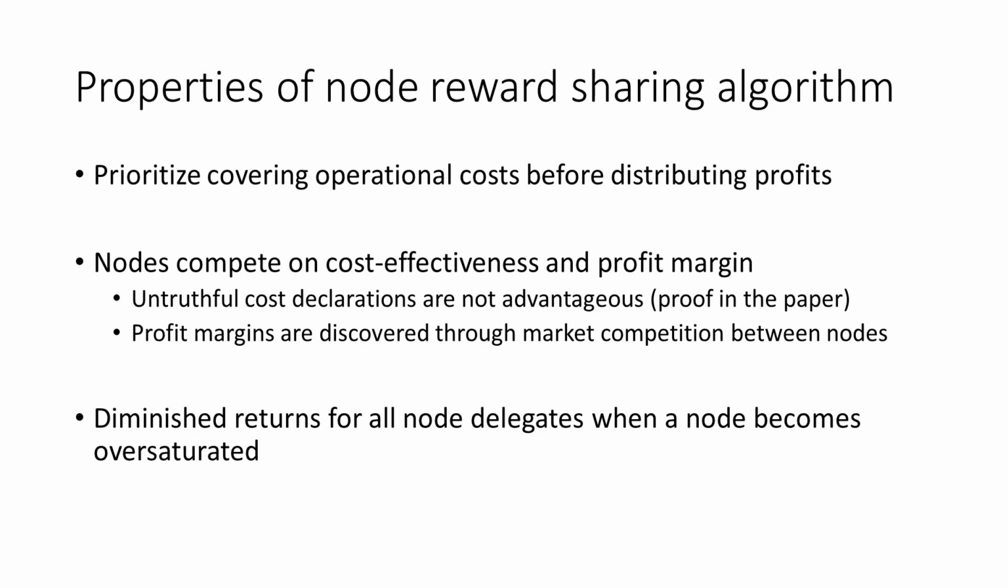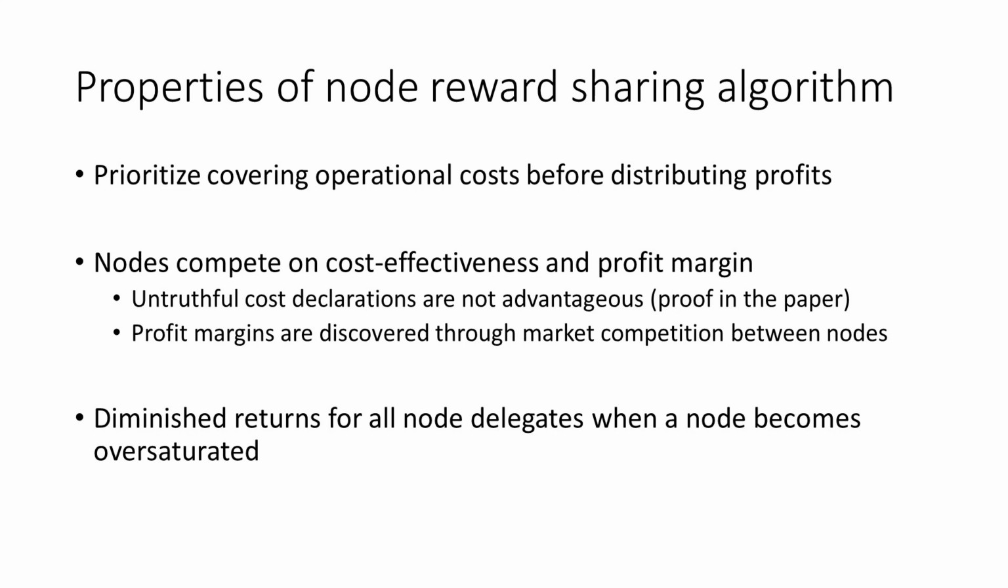Okay. If you're giving untruthful cost declarations, in the end, you're not really taking any advantage. We have proofs for that. And that kind of creates a market competition between nodes in terms of cost and profit margin to see who can offer the best deal to stakeholders that can delegate while still covering operational costs.